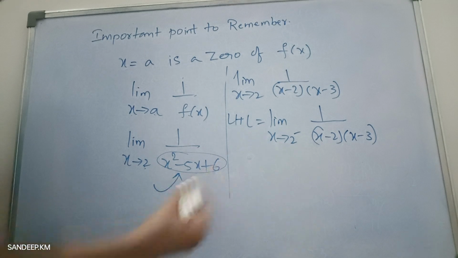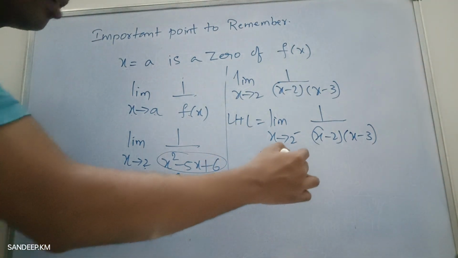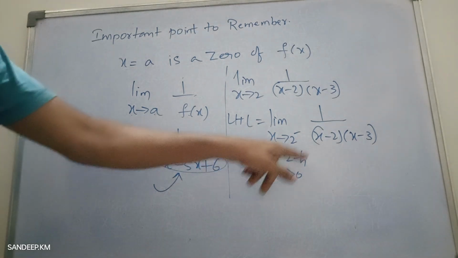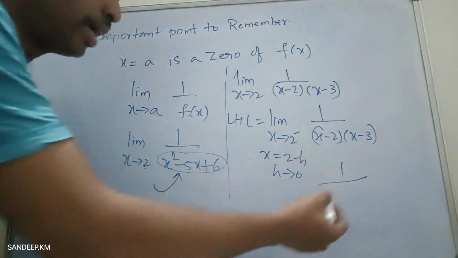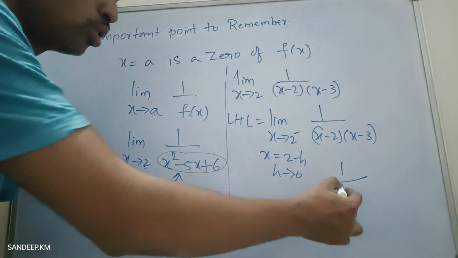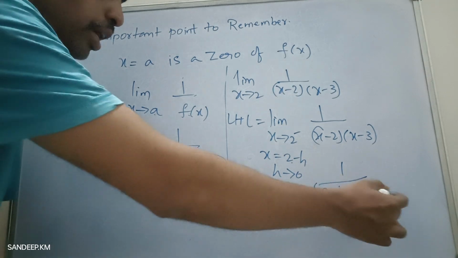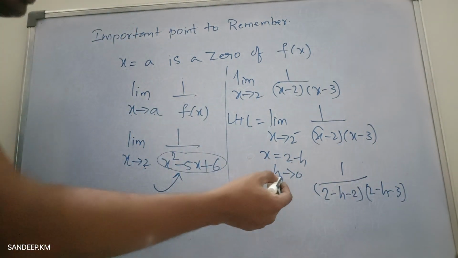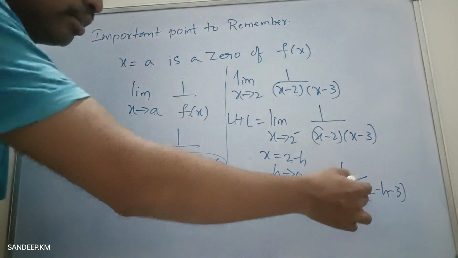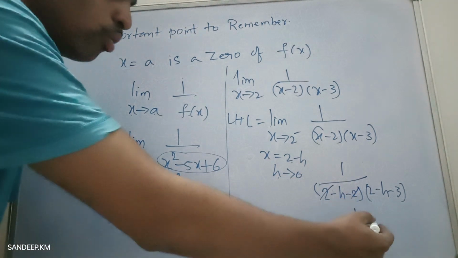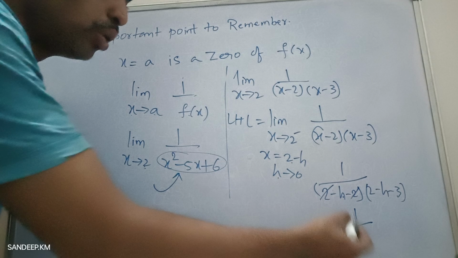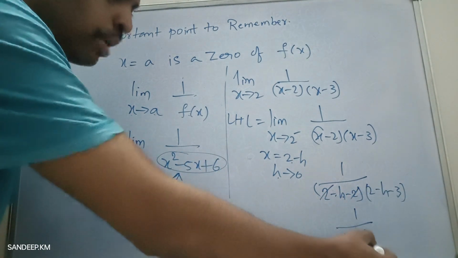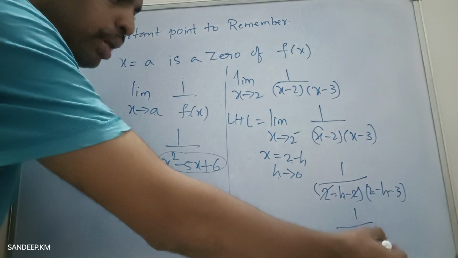X approaches 2 minus means what? It means x is equal to 2 minus h, where h approaches 0. So you can substitute x as 2 minus h in this function. 1 divided by 2 minus h minus 2 into, again x is what? 2 minus h minus 3, where limit h approaches 0. And this will get cancelled. And what you get? 1 divided by h into, you can give minus here. If you give minus here, then minus h will become plus h, and minus 1 will become plus 1.